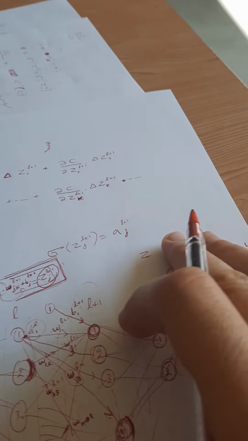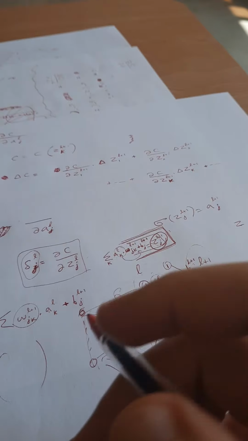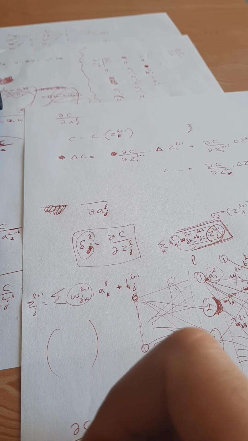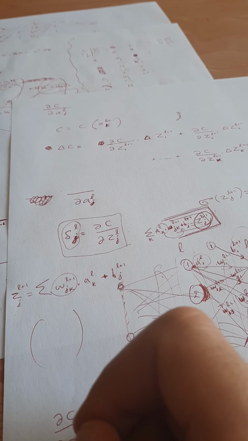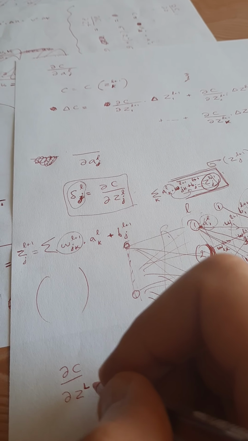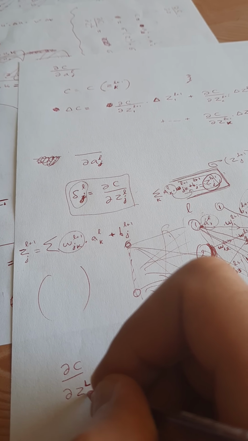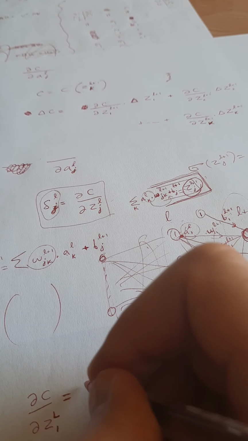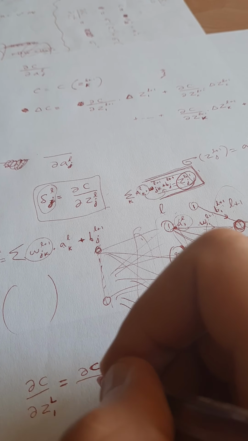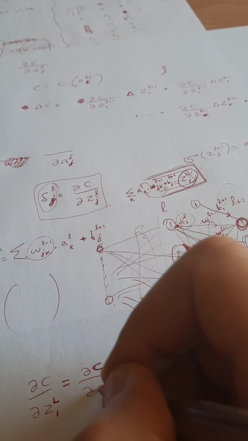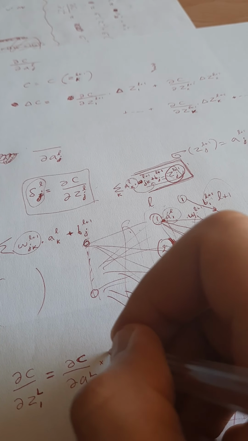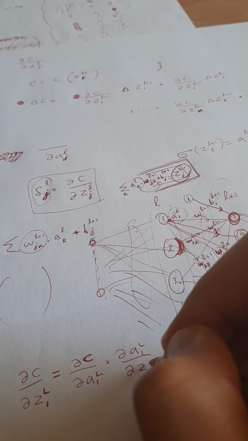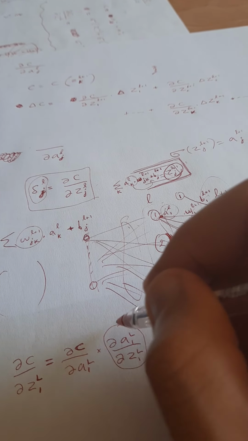So when we are interested in the partial derivative of c over z, we are talking about the final layer, and one, for example, it's only one or two. So now, how to deal with this? It's a little bit intuitive to say that it's the partial derivative of c over a1L times the partial derivative of a1L over z1L.